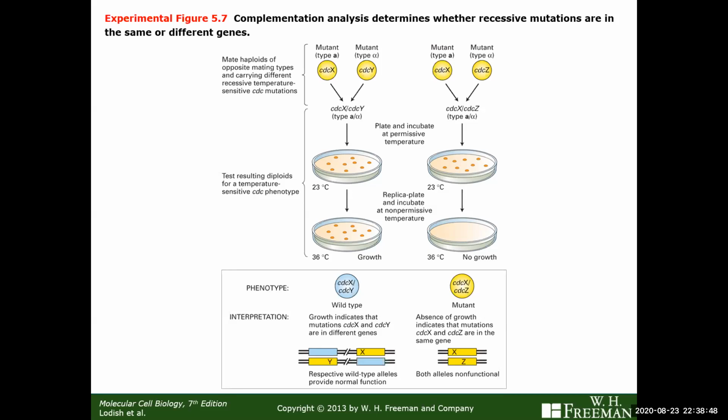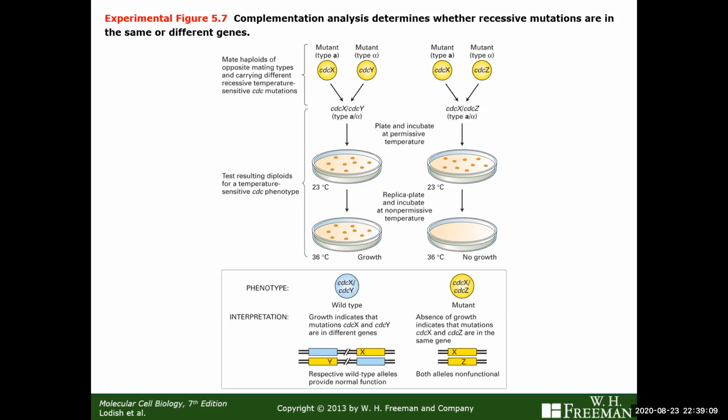All we know is that neither of these can grow at 36 degrees, but they can grow at 23 degrees. So now I will collect these two clones from the replica in the permissive plate, right? I'll take them, take the haploids.